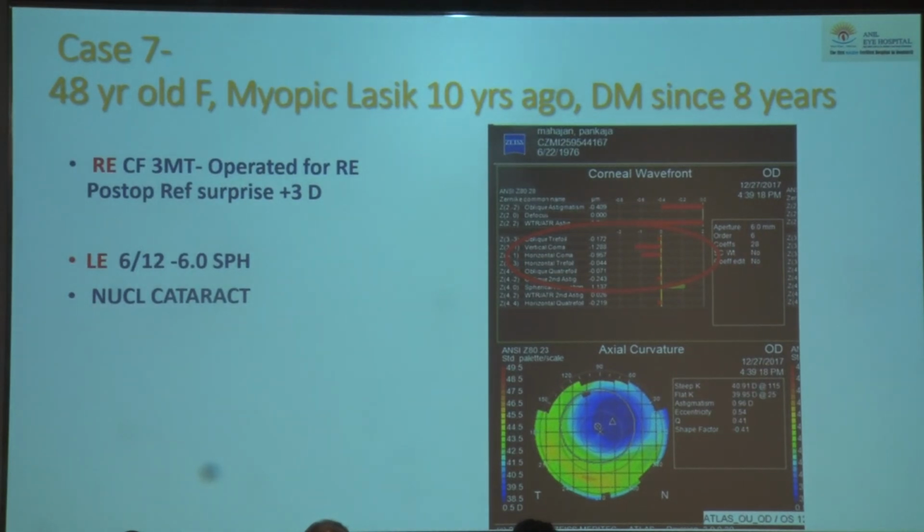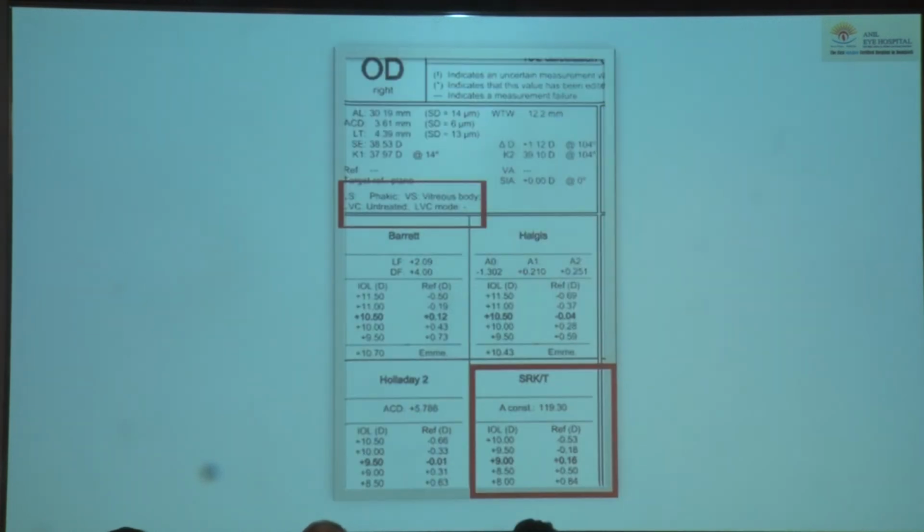The last case, this was a myopic LASIK patient done 10 years ago, diabetic since 8 years, who came to us with a post-op refractive surprise of +3 diopters. Now look at the topography and also look at the corneal wavefront. You can see that there is a vertical coma of 1.2, and that it's a decentered ablation. Again, when you're doing an optical biometer, you see the lens is shown as phakic but LVC untreated.